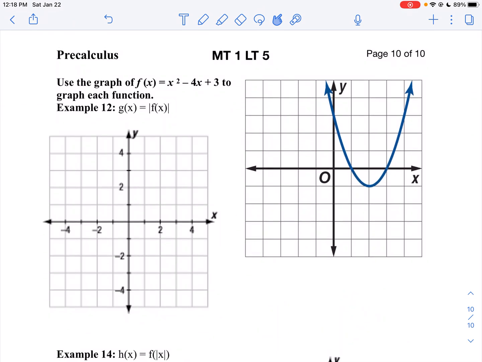So if I take a look at example 12, I've got this function, x squared minus 4x plus 3, and I'm going to do the absolute value of that function. So I'm doing the whole function. So any part that's below my x-axis here is going to get flipped above my x-axis. So if I take a look at my 3 points here, there's my zeros. And then if I look at this point, I'm down 1, aren't I?